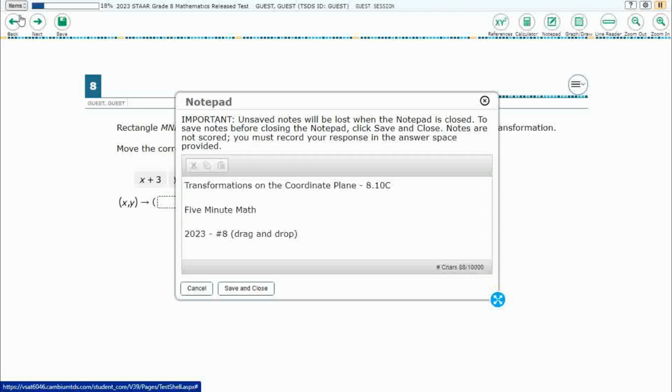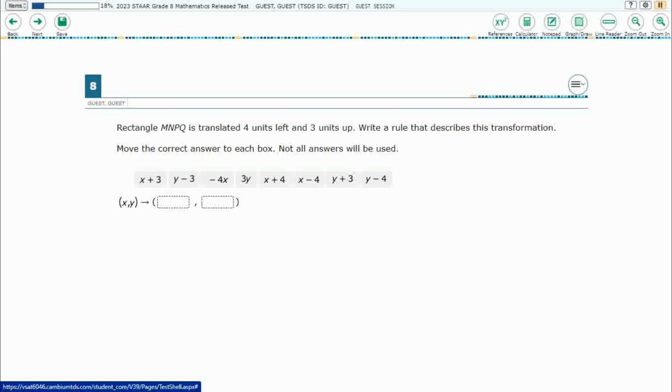Today we are looking at the 8th grade concept of transformations on the coordinate plane. This is standard 8.10c in the great state of Texas, and we are using item number 8, which is a new item type called drag and drop of the 2023 released STAAR test. If you haven't done so already, please go ahead and take a moment to pause the video, work this problem out on your own, unpause it, and we will look at our answers together.